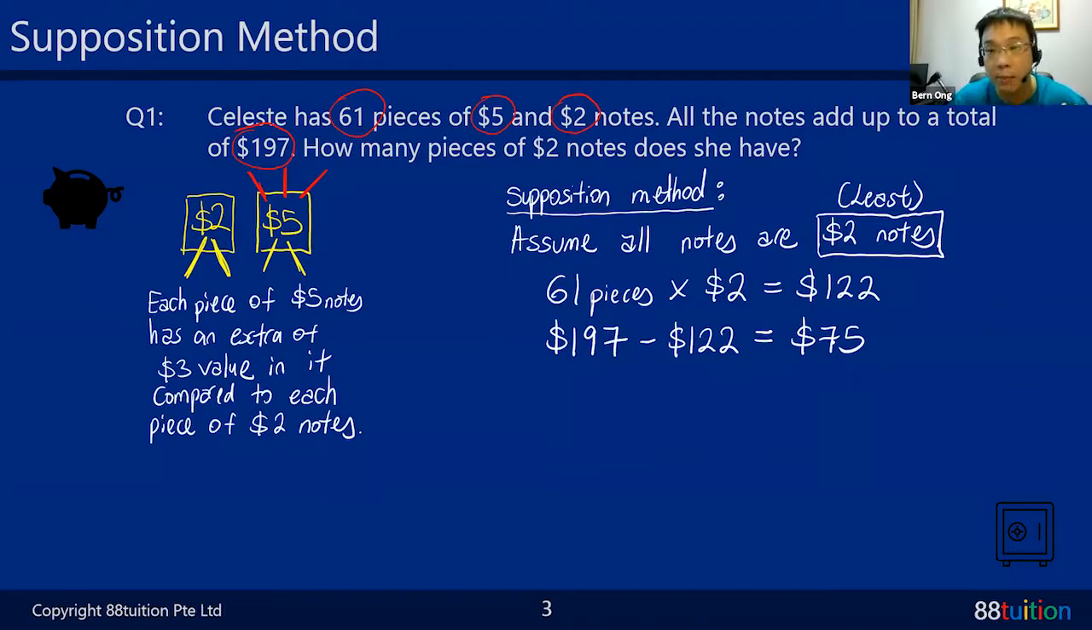Where did these $75 come from? These $75 are like the extras, you know. They are like the extra money that I have. Where do these extra monies come from? So this extra, I call it the total extra.